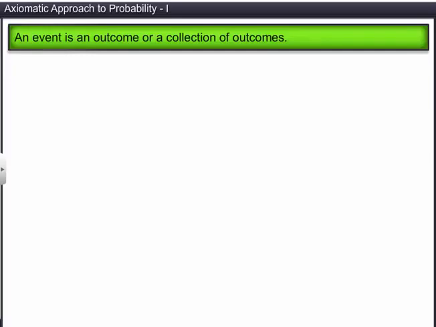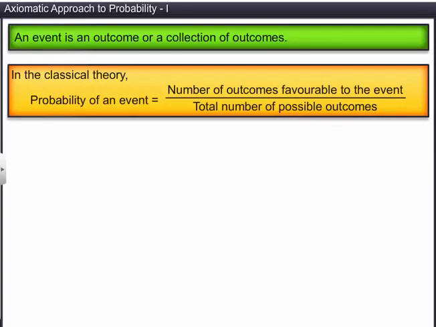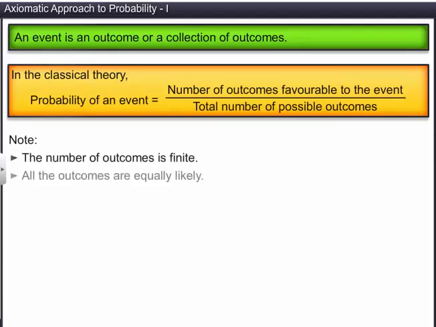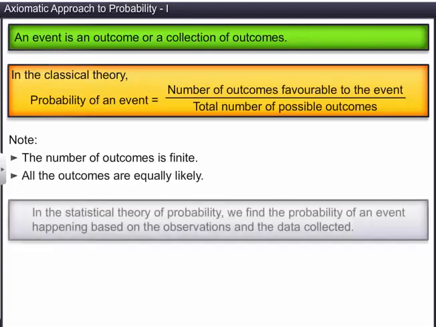Mathematicians attempted to measure the happenings of an event using probability theorems. We know the classical theory and the statistical theory of probability. In the classical theory of probability, the probability of an event is equal to the number of outcomes favorable to the event divided by the total number of possible outcomes. In this theory, the number of outcomes is finite and all the outcomes are equally likely. However, in the statistical theory of probability, we find the probability of an event happening based on the observations and the data collected.